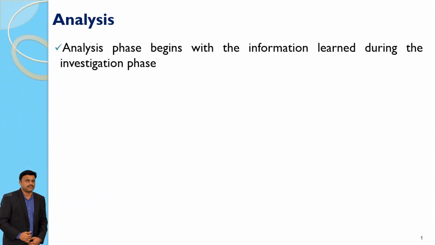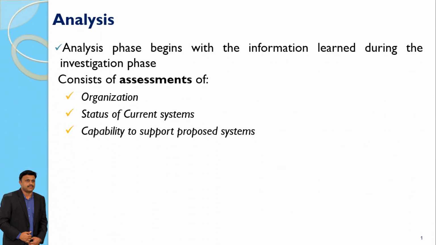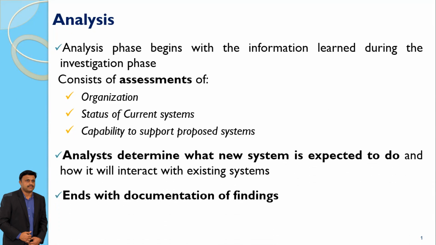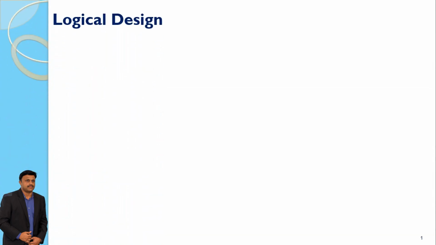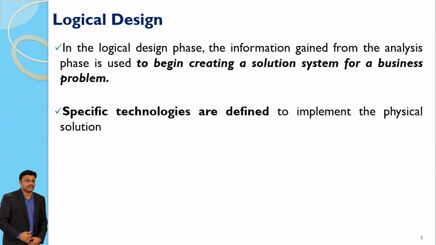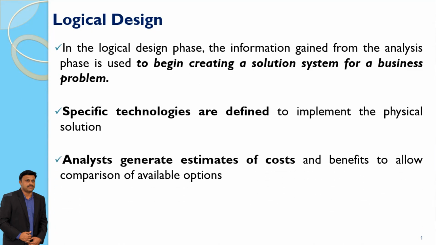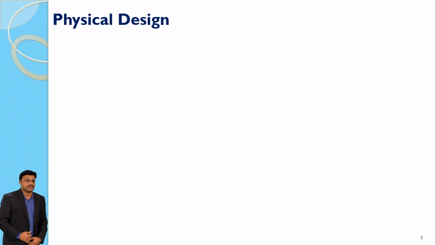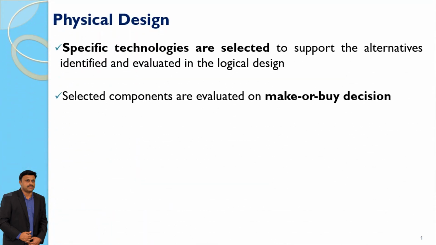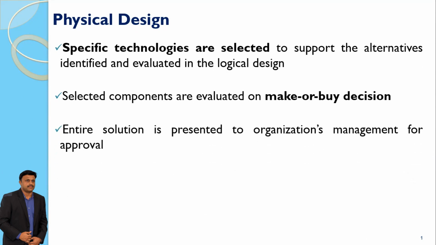During the analysis phase, assessments are made to determine what the new system should do and how it will interact with existing systems, ending with documentation of findings. In the logical design phase, information from the analysis phase is used to create a solution system. Technologies are defined, and cost-benefit estimates are generated. The physical design phase involves selecting specific technologies and components, making make or buy decisions, and presenting the solution for management approval.